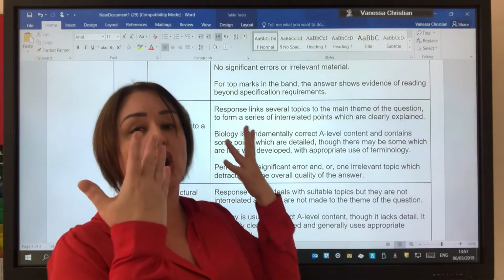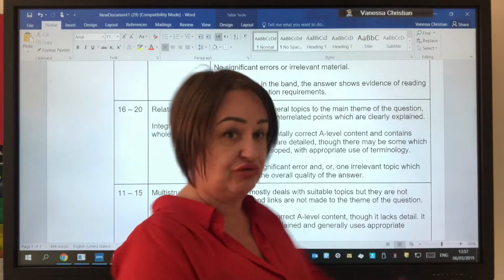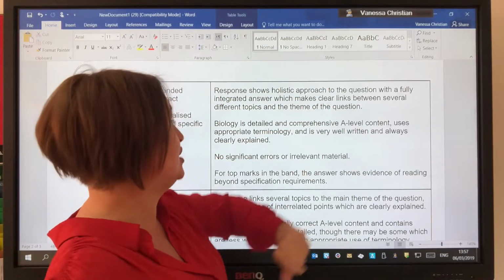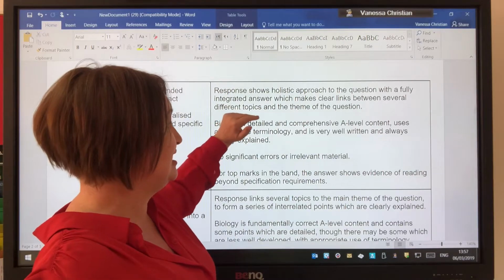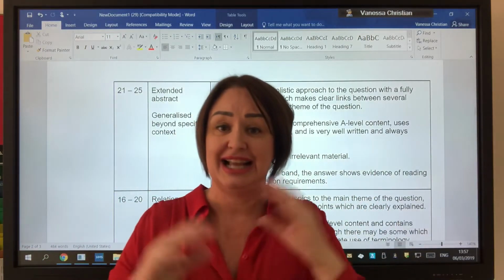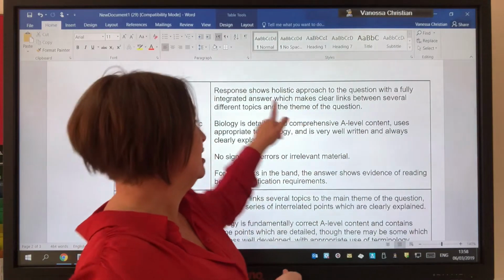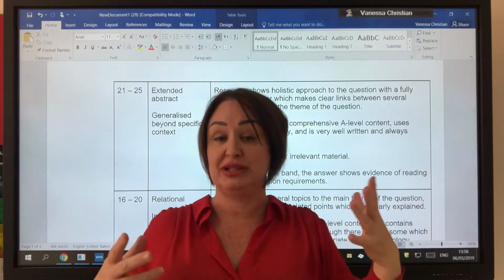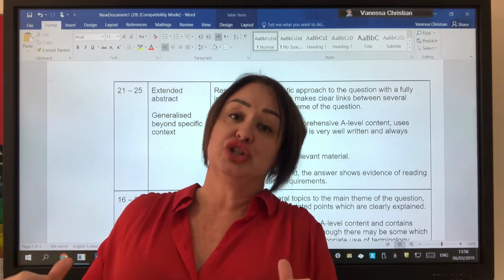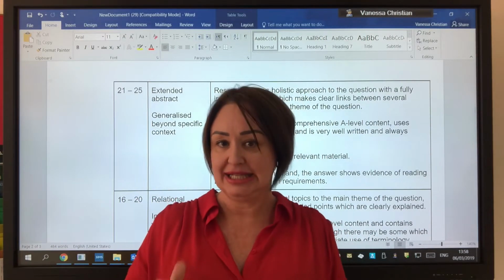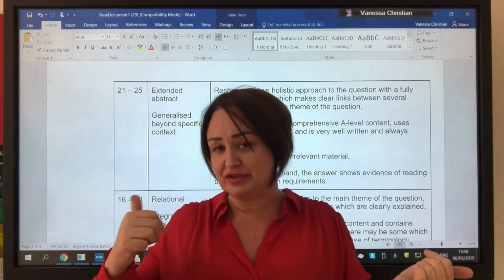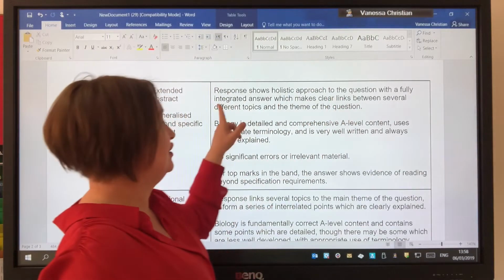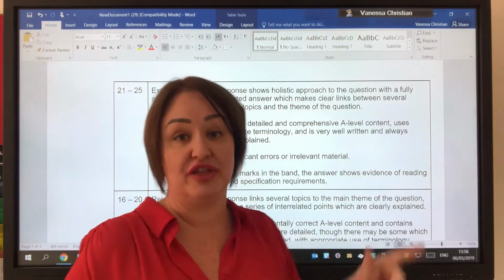How do we get into that uppermost category for marks? The response shows a holistic approach to the question with a fully integrated answer. So what I tell my students, again, I mentioned it earlier, holistic approach. As well as doing organisms, you might be talking about nerves, you might be talking about proteins. Also extend the essay on to include plants. That helps to make it holistic. Choose topics from AS, choose topics from A2. Here it says it makes clear links between several different topics and the theme of the question.